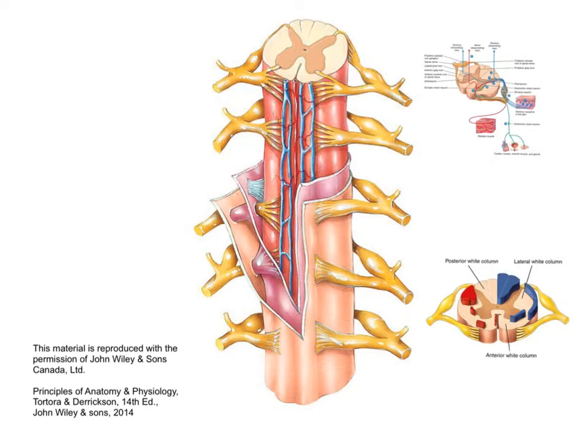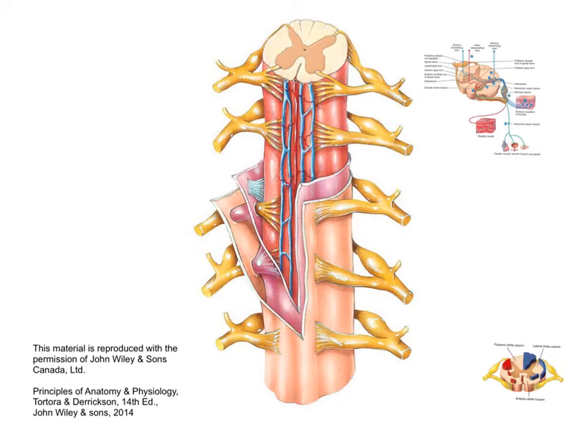So to color code information now, we're going to talk about sensory or afferent information coming in is going to be blue, and efferent or motor signals leaving the spinal cord are going to be red. Efferent signals leaving the spinal cord that are going to autonomic effectors, we're going to have green. So we have sensory information coming in blue, we have somatic motor leaving in red, and autonomic motor in green.